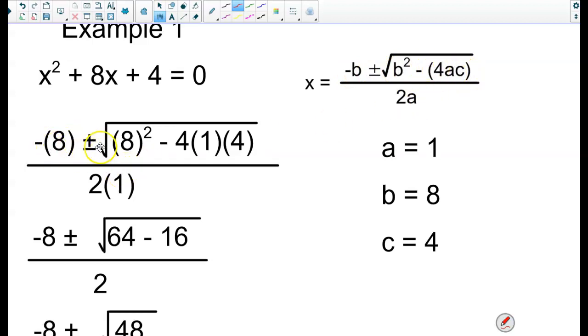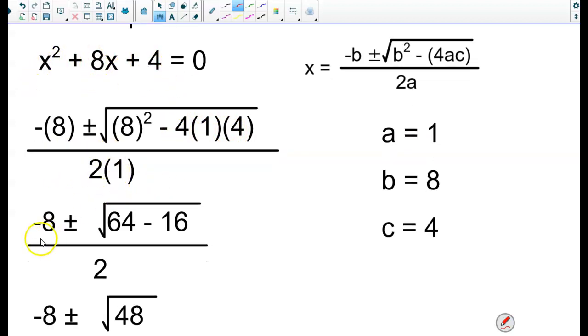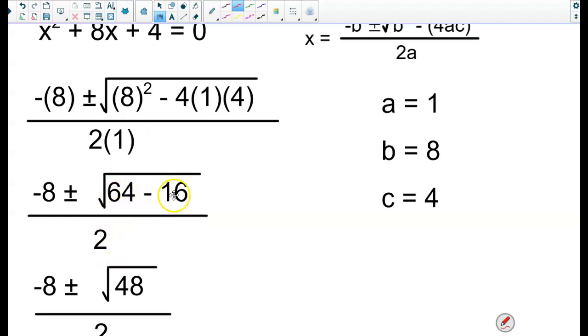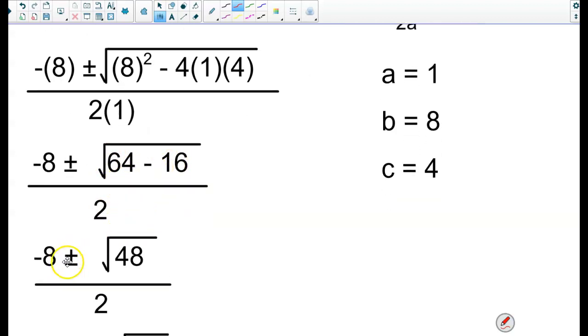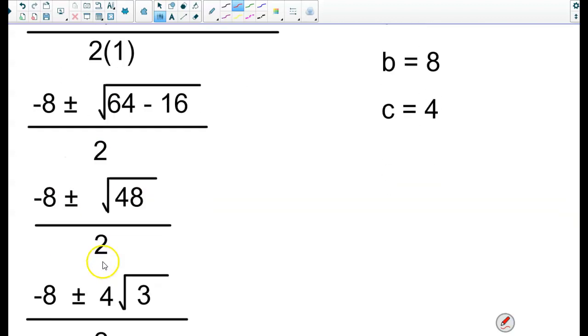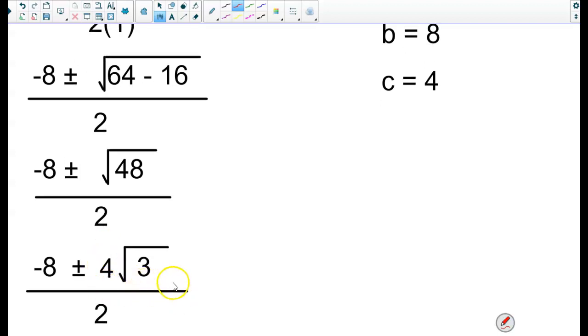So negative 8 plus or minus the square root of 8 squared minus 4 times 1 times 4. And I'm getting those numbers from my a, my b, and my c. All over 2 times 1. Negative 8 plus or minus 64 minus 16 over 2. And the 64 minus 16 is under the radical. Negative 8 plus or minus root 48 over 2. And we have to simplify the radical. So 48 under a radical simplifies to 4 root 3.